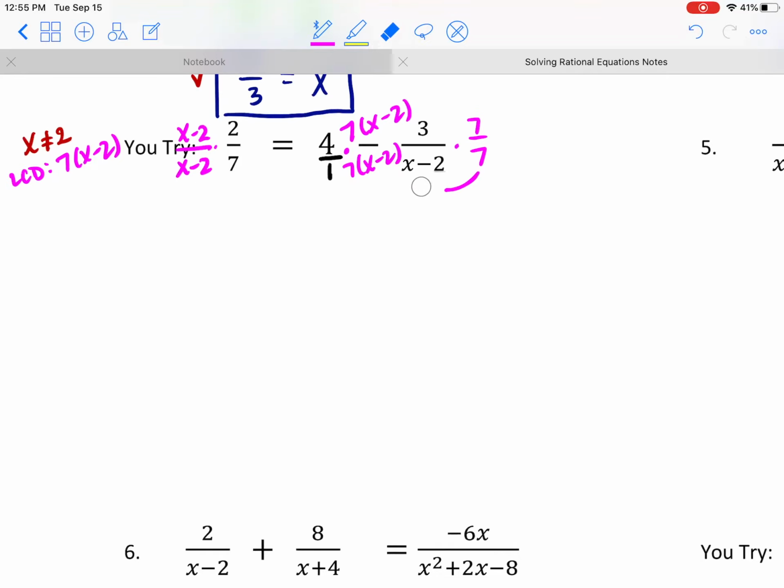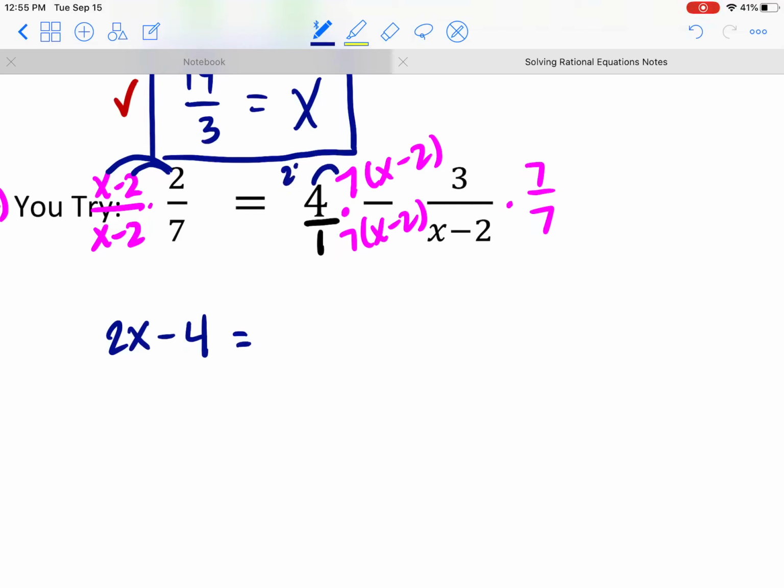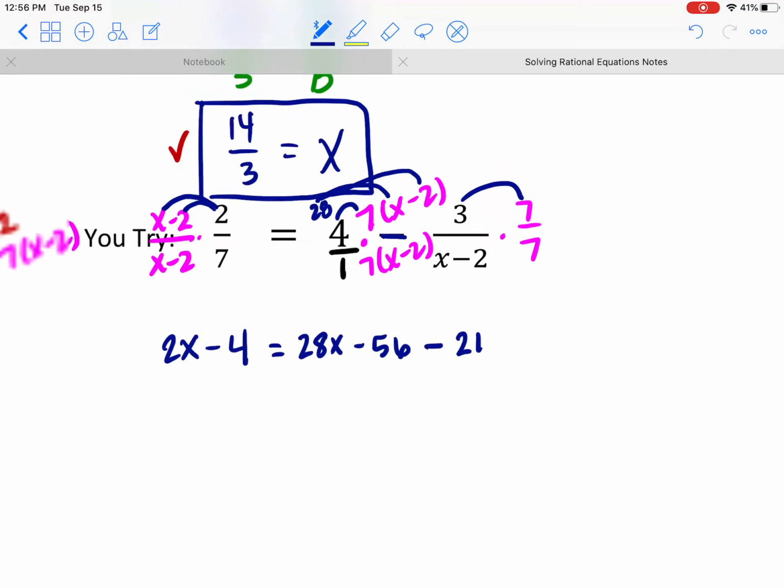Now that all of those denominators are equal, we can ignore them. So now we can focus on our numerators. So in this numerator, 2 times x is 2x, and 2 times negative 2 is a negative 4. Here, got to be careful. We want to multiply to make 28 first, and then 28 times x is 28x, and 28 times negative 2 is a negative 56. And then lastly, don't lose the minus here. 3 times 7 makes 21.